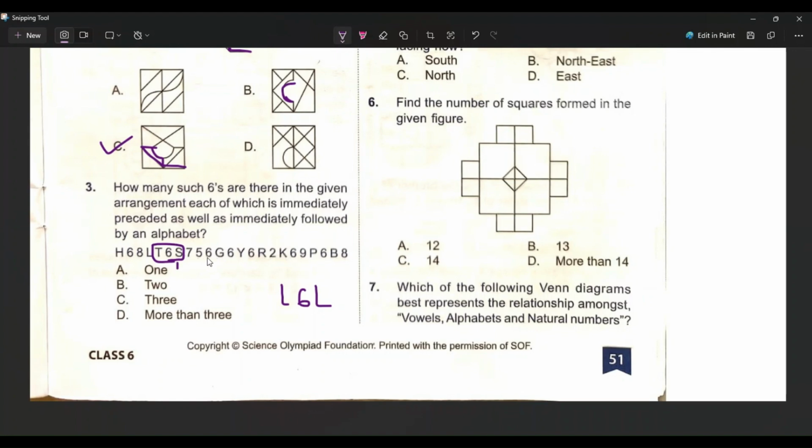So this is not preceded but followed. This is preceded and followed. So take this as 2. And the 6 is preceded as well as followed by a letter, so take it as third one. So this 6 is preceded but not followed. This is preceded as well as followed by a letter. So fourth one. So how many we got? 4. Options: 1, 2, 3, more than 3. So option D is the right answer children.